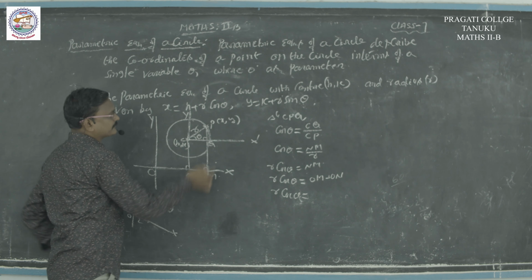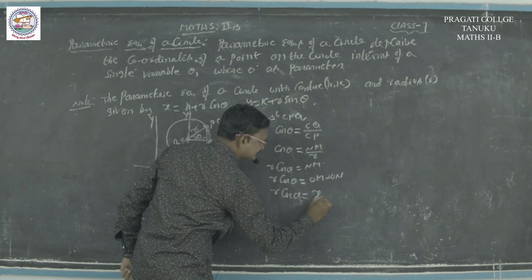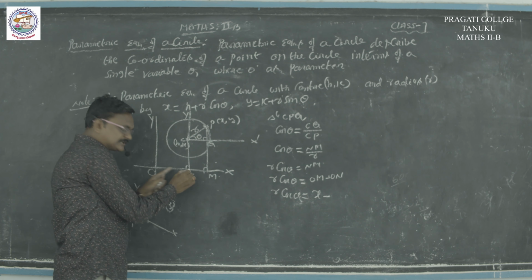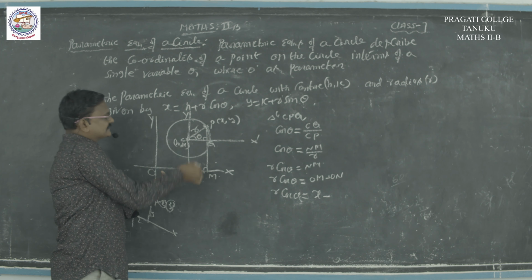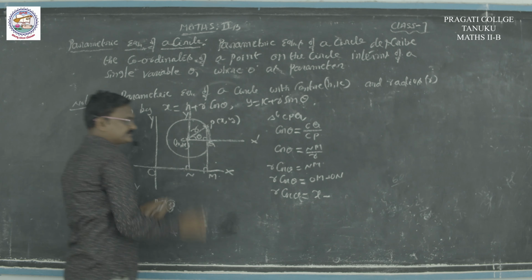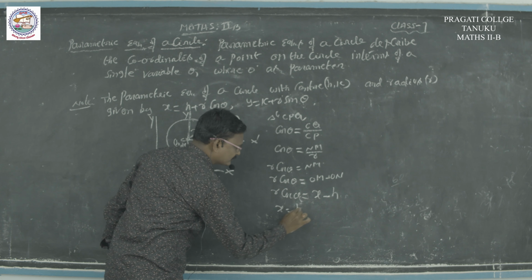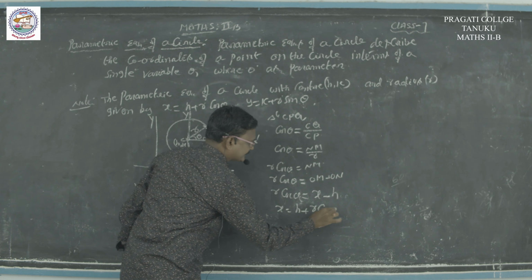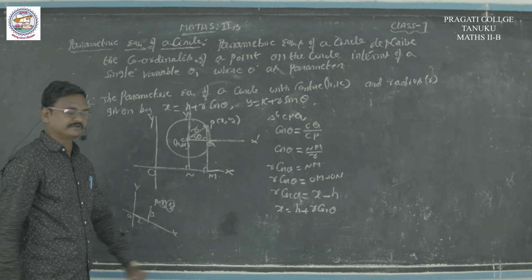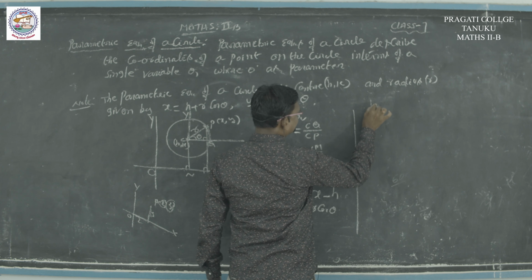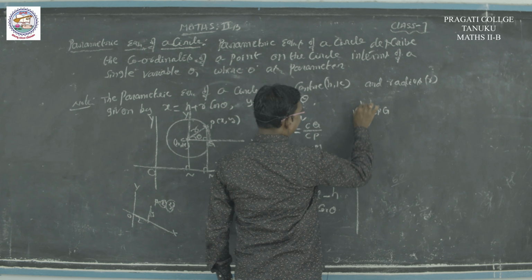That means OM means we can write x minus ON. ON means this length, also the x coordinate of the corresponding point C, that means h. So from this, x is equal to h plus r cos theta. That is the first one. Now, same in triangle CPQ, that means same triangle only.